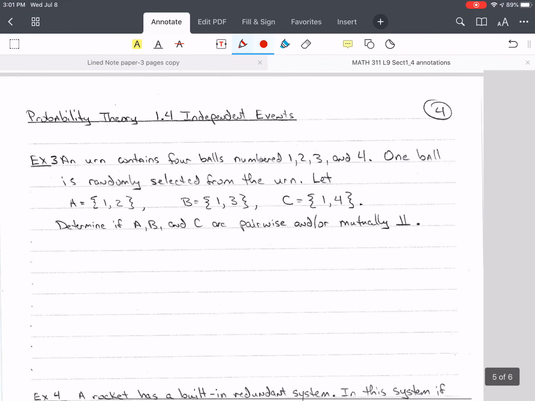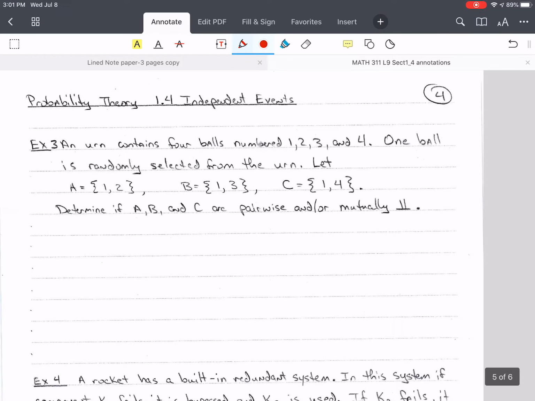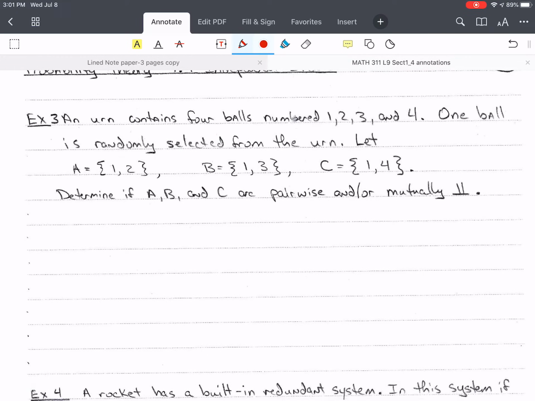It is interesting. Now let's do an example. We have an urn. It contains 4 balls. They're numbered 1, 2, 3, and 4. One ball is randomly selected from the urn.